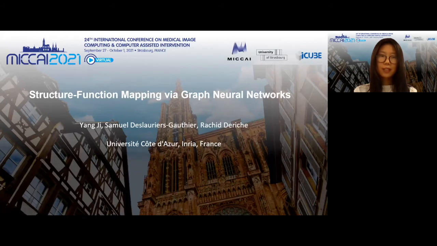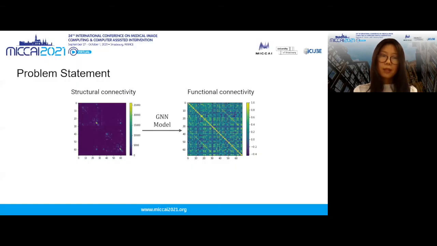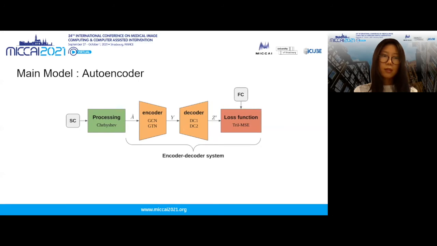Welcome to my presentation on structure-function mapping via graph neural networks. I'll start with stating the mapping problem. Given an undirected structural connectivity matrix, we use a trained deep learning model to predict the associated functional connectivity matrix. We use the autoencoder as our main model, which consists of an encoder, a decoder, and a loss function. Structural connectivity matrices are processed using Chebyshev polynomials before entering the model.